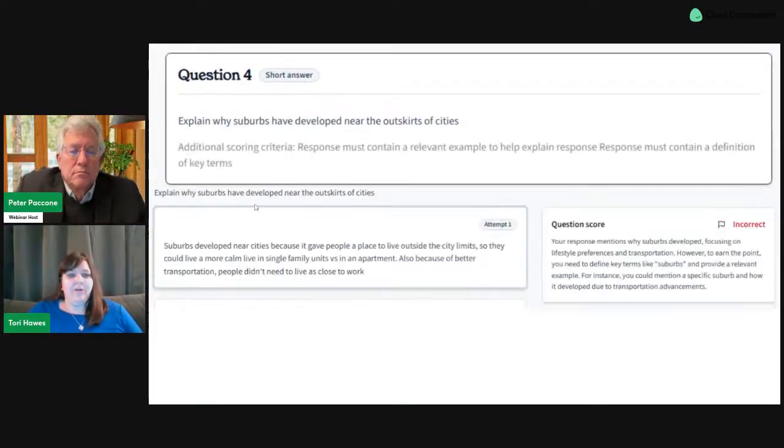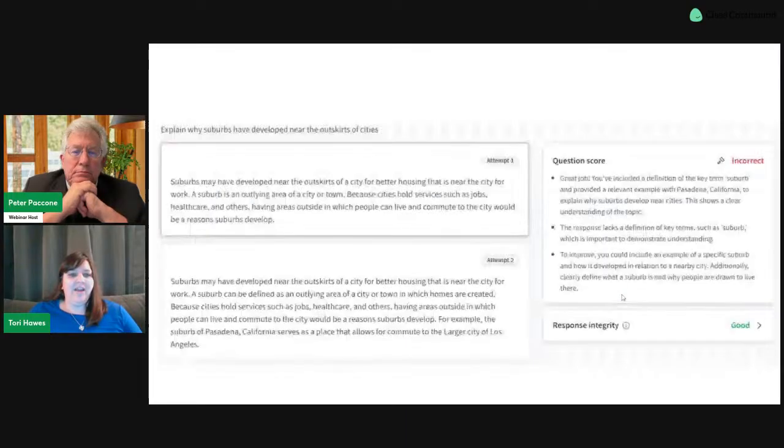So I went back through and added scoring criteria of must contain a relevant example, must contain a definition of key terms. And now the question is being marked as incorrect. And Class Companion gave the feedback of you need to define the key terms like suburbs. So telling them you need to define this word specifically and provide a relevant example, and giving a suggestion for that.